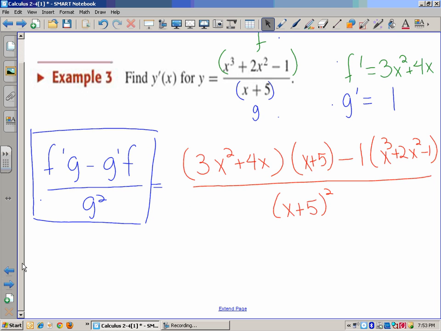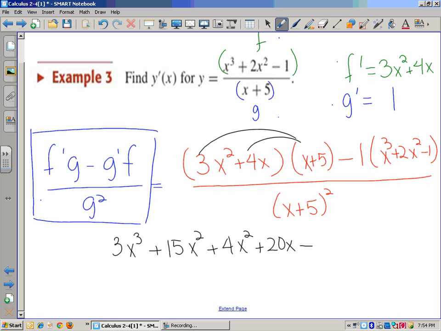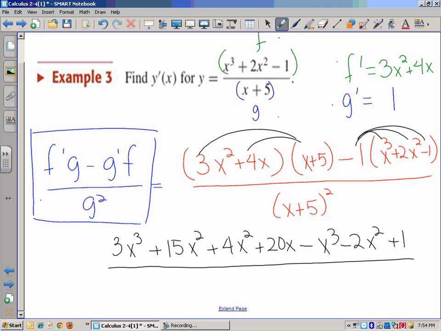And so if I can now simplify or do something, I cannot. And so what I want to go ahead and do is distribute and combine like terms just to make it look nicer. And it may not look nicer, but we'll give it a shot. So I get 3x cubed, plus 15x squared plus 8. Good Lord, it's Sunday and I can't do math. I apologize. Plus 20x minus, I'm just going to distribute this to the three terms. So x cubed minus 2x squared plus 1 all over x plus 5 quantity squared.